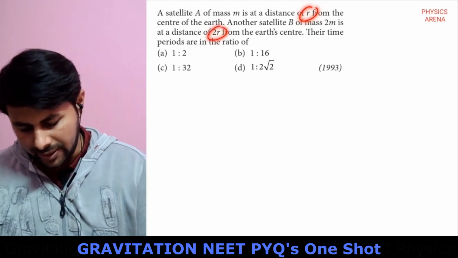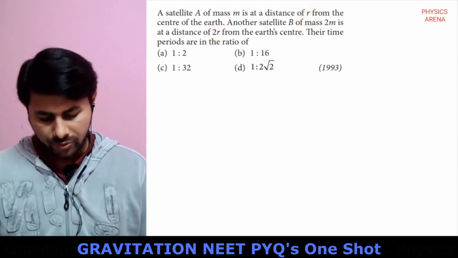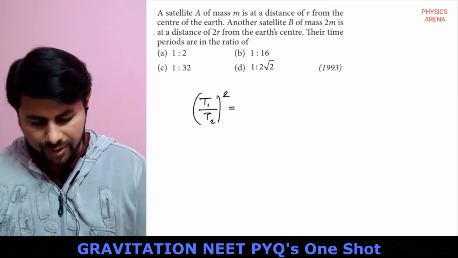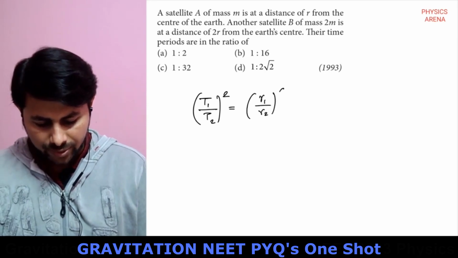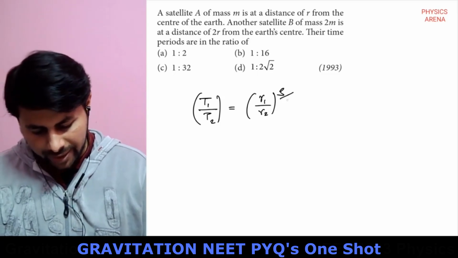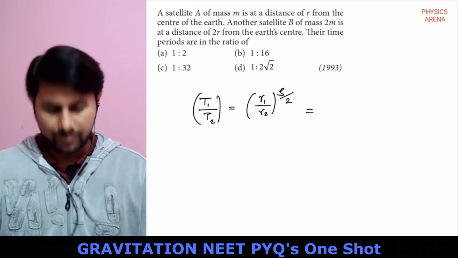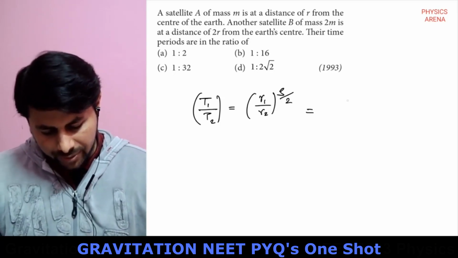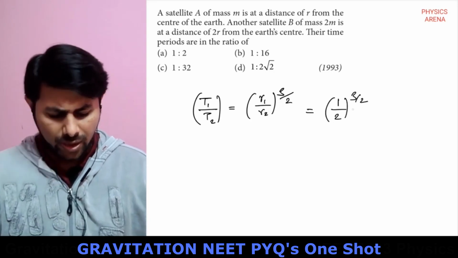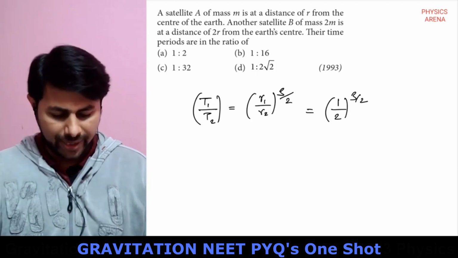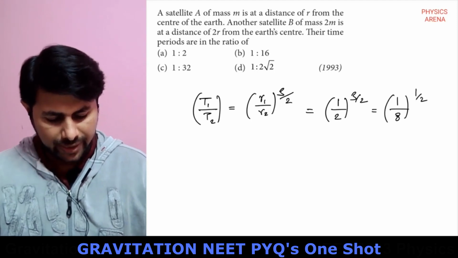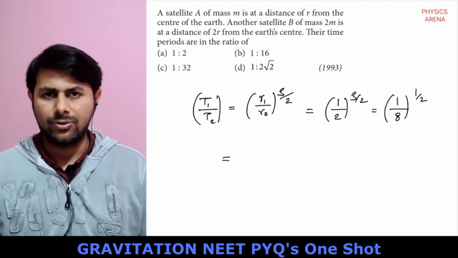So the ratio of radii is 1 is to 2. So we know T1 by T2 squared equals R1 by R2 cubed. Or, if we take square roots, it is R1 by R2 raised to 3 by 2, right? So it is 1 by 2 raised to 3 by 2, or it is 1 by 2 cubed, which is 1 by 8, square root of that. So the square root of 1 by 8 is 1 upon 2 root 2.